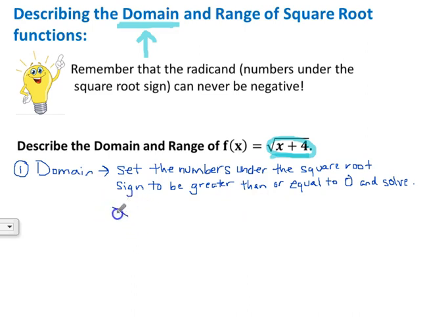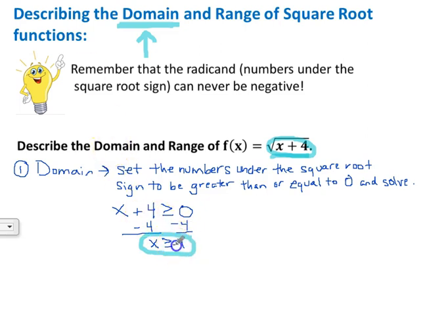In this case, the numbers underneath our square root sign are 4x plus 4, so we're going to set that greater than or equal to 0 to show that it's got to be a positive number or 0. It can't be a negative number. Then we solve the inequality. To solve for x, I'm going to subtract 4 from each side, and I get that x has to be greater than or equal to 4. So that is my domain.